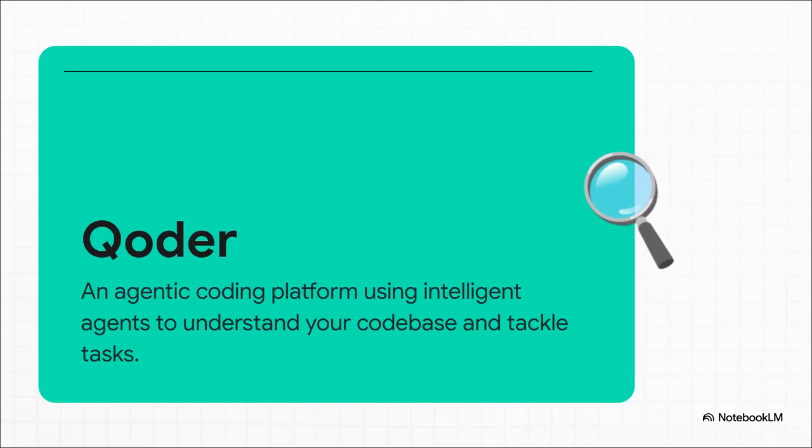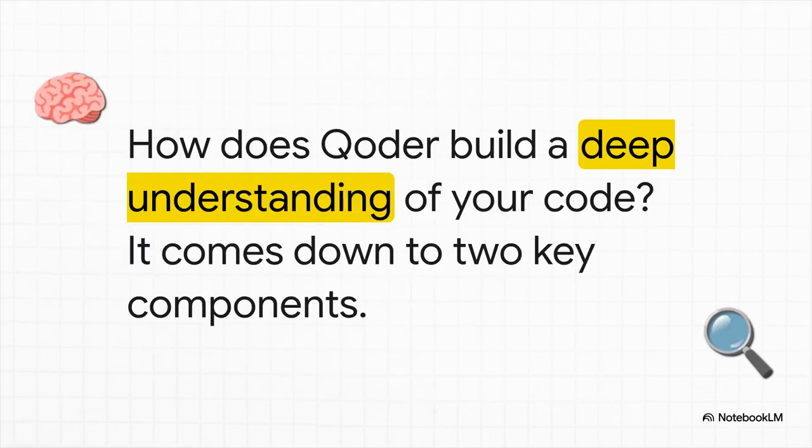Okay, so what is Qoder, really? At its core, it's an agentic coding platform. I want you to forget about simple auto-completion for a second. This is a system that's designed to gain a truly comprehensive understanding of your entire code base, so it can systematically tackle big, complex software tasks. That sounds great, but how does it actually do that? How does Qoder build that deep understanding of your code?